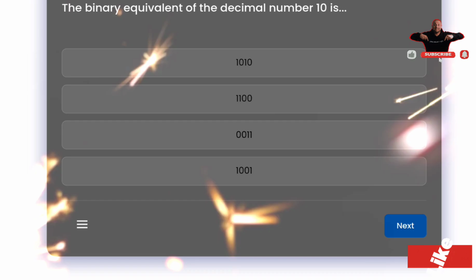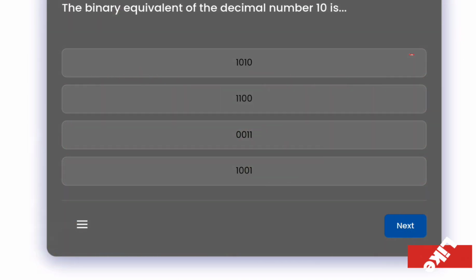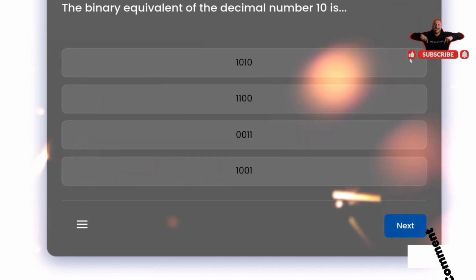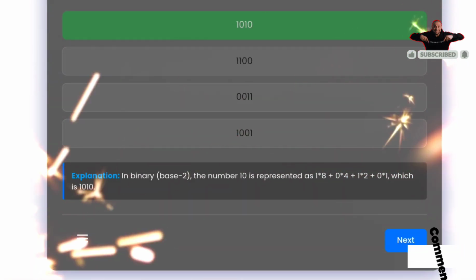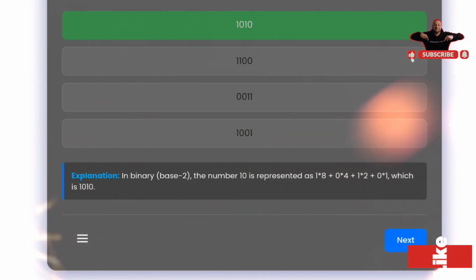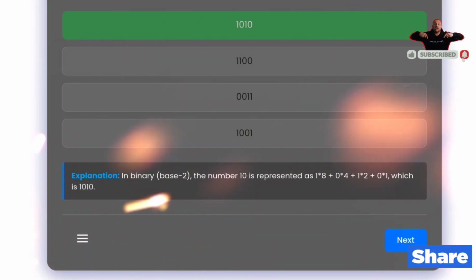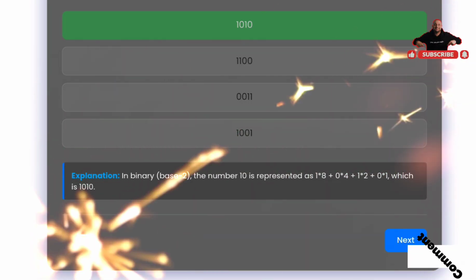Next question. The binary equivalent of the decimal number 10 is what? 1010. In binary, the number 10 is represented as 1010.